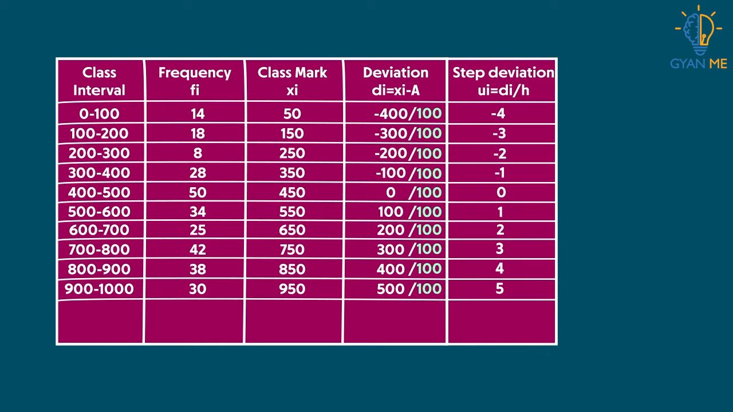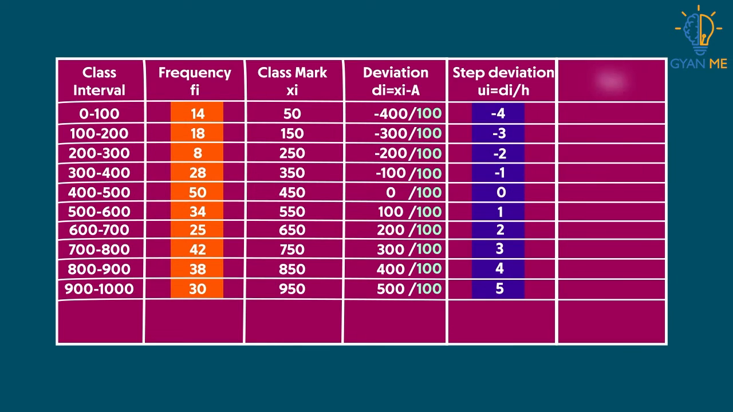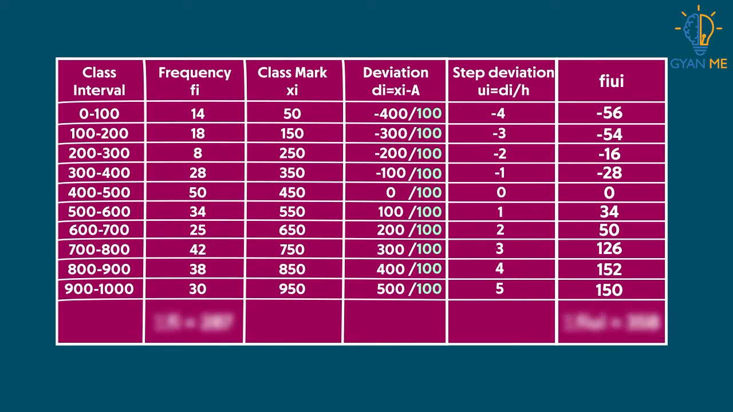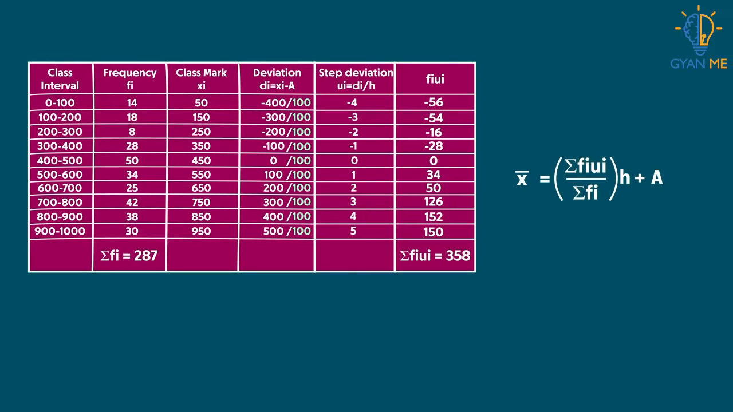And students, the rest story remains the same. We mean the rest of the method of calculating mean remains the same. That is, take the product of fi, that is frequencies, and ui's corresponding to that frequencies. Sum all fi ui and put all these values in the formula sigma fi ui upon sigma fi into h plus a.